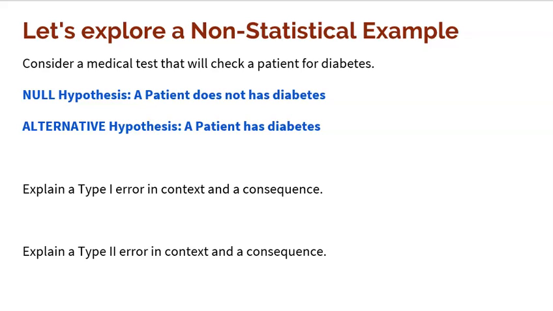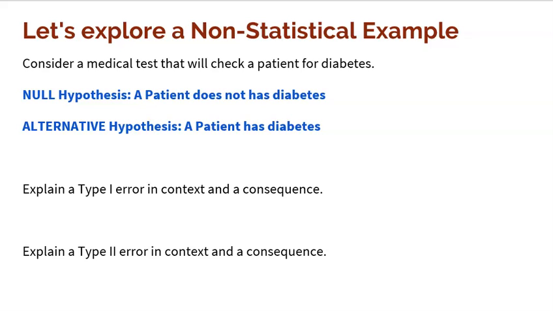Maybe it's a blood test, maybe it's some type of scan, whatever. So the null hypothesis is no, the patient does not have diabetes, or the alternative is yes, the patient does have diabetes. And again, this is a medical test that's going to make this decision. All right, so what would a type 1 error in context be? And what's the consequence? And what's a type 2 error in context and a consequence of it?